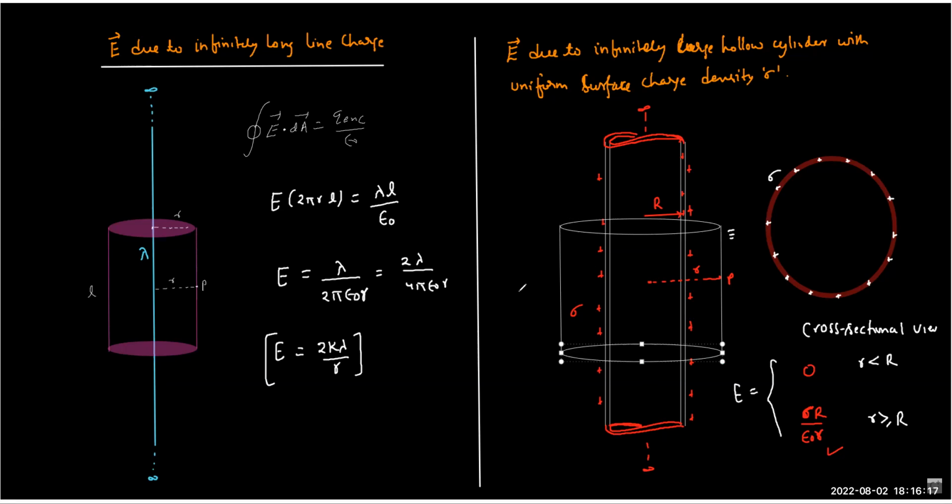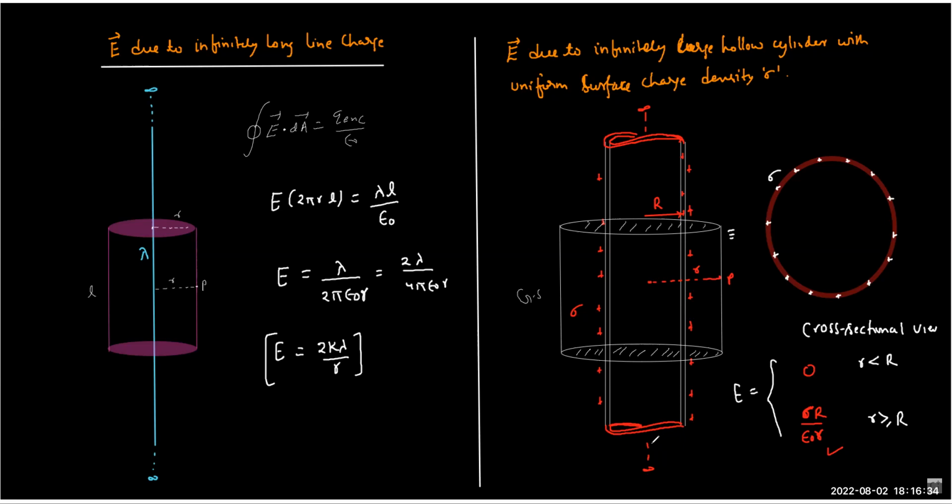So once you draw a Gaussian surface, we all know that the flux through the flat surfaces is zero. So these surfaces will have no contribution to flux, as we have discussed in the last lecture. I need not explain again.